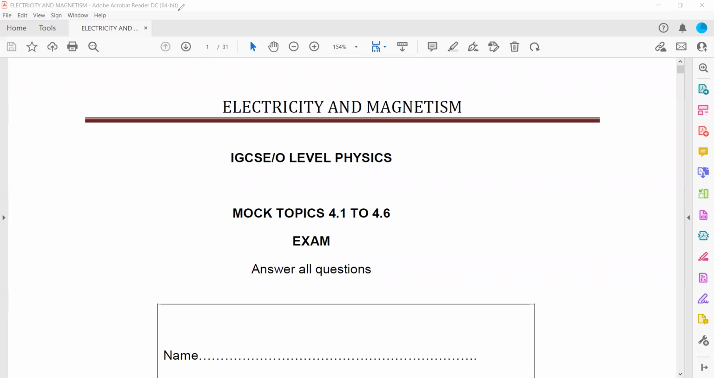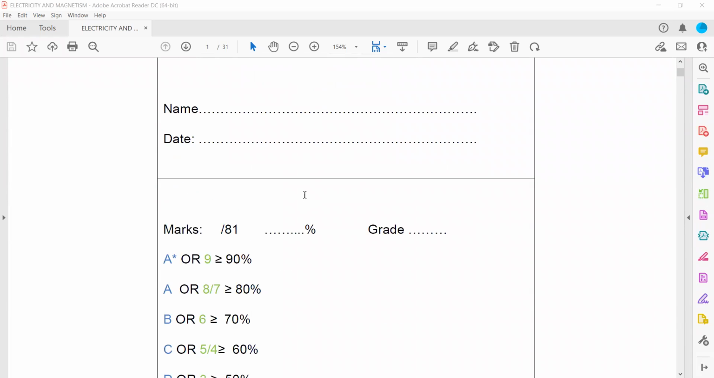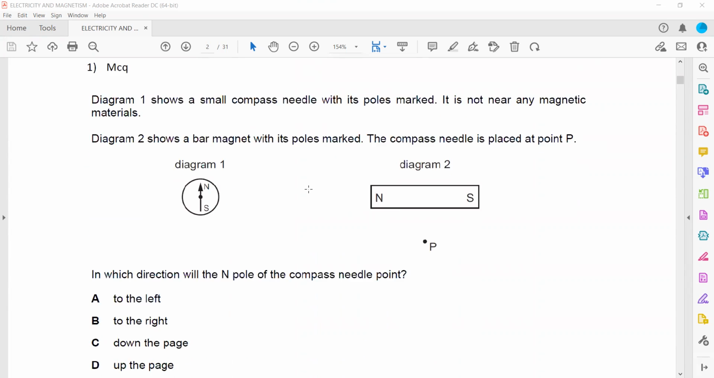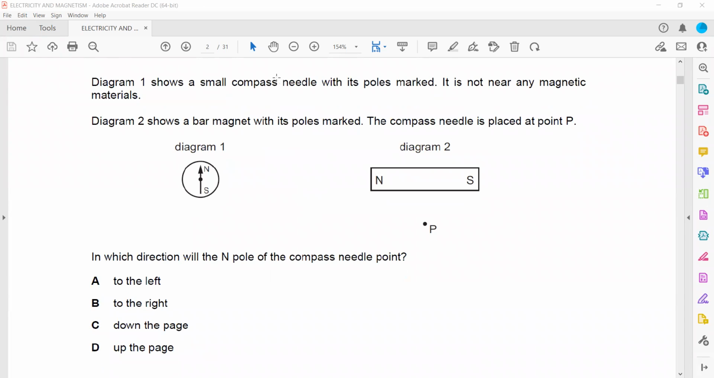So this was a mock related to the topic of Block 4, electricity and magnetism, from 4.1 to 4.6. In the first question, the diagram shows a small compass needle with the poles of a magnet marked. It is not near any magnetic material. Diagram 2 shows a bar magnet with the poles marked north and south. The compass needle is placed at point B.